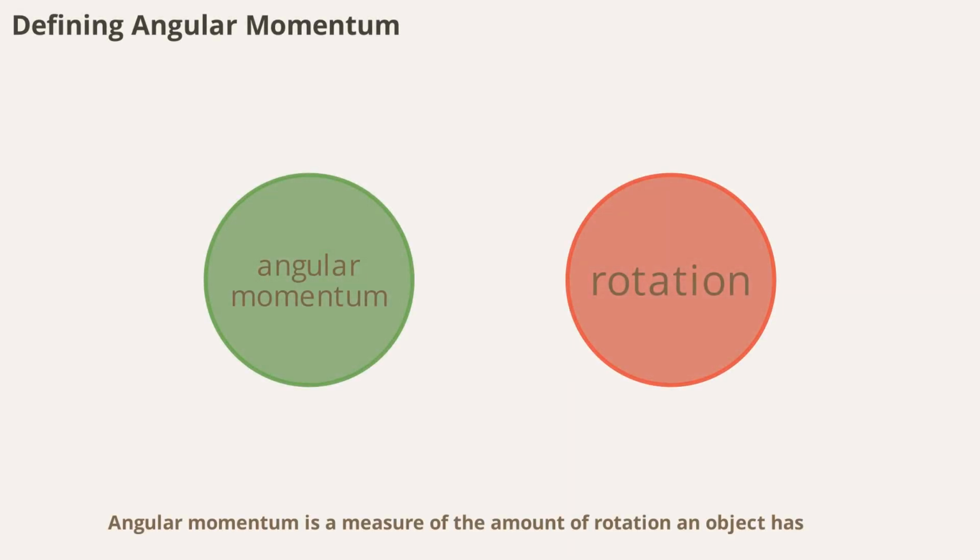Angular momentum is a measure of the amount of rotation an object has, taking into account its mass, shape, and speed of rotation. It's a vector quantity, meaning it has both magnitude and direction. In mathematical terms, angular momentum L is the product of moment of inertia I and angular velocity omega. L equals I omega. This concept is crucial for understanding how spinning objects behave, from figure skaters to planets.